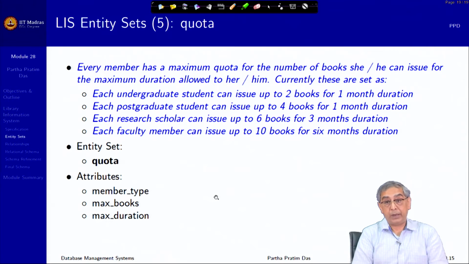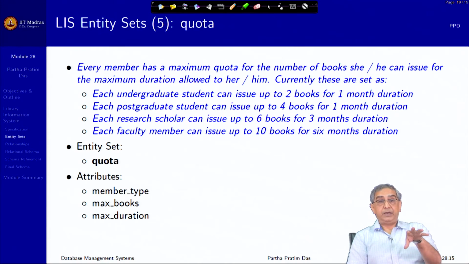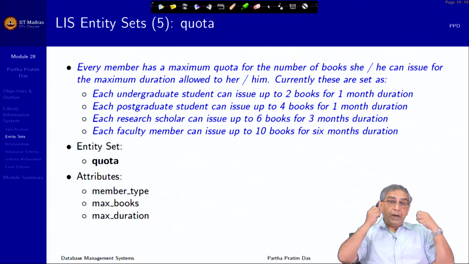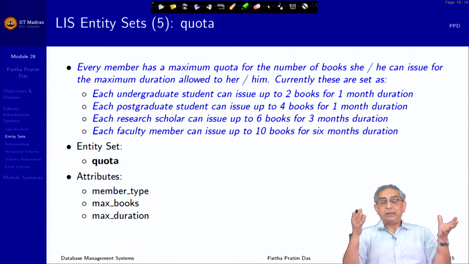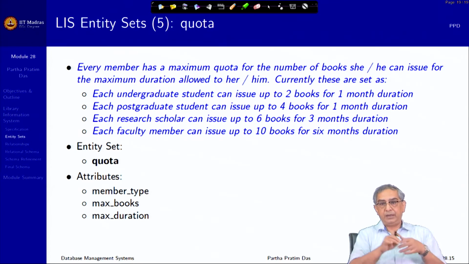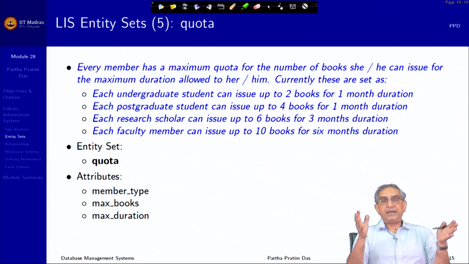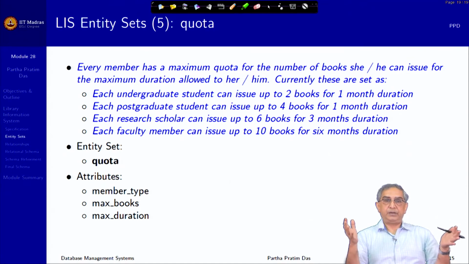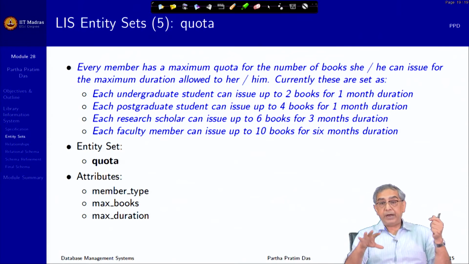Now, you have a quota. This is what I was explaining earlier: from this statement, quota is not clearly a tangible entity, like faculty, student or book are tangible entities, you can touch them. But quota is an intangible entity. It's a notion, it's a kind of permission that you give. So, it is embedded in this description.